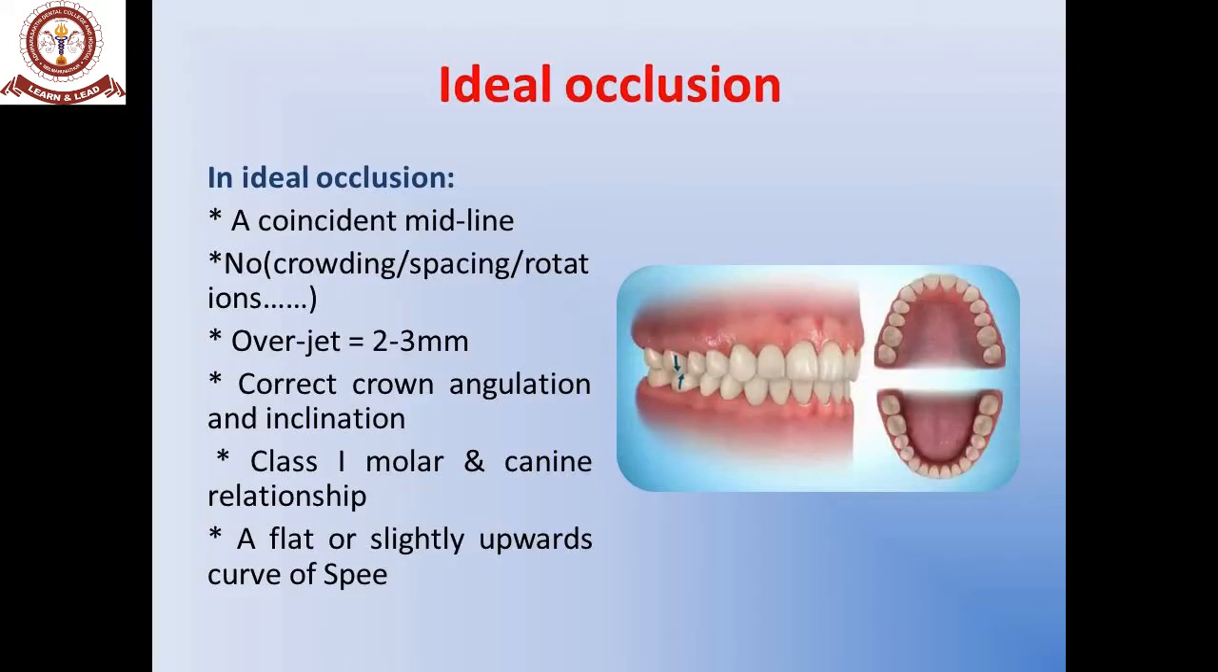Whenever we talk about occlusion, not everyone can have an ideal occlusion. It's very tough because these are the features of an ideal occlusion: a coinciding dental midline to the facial midline, no crowding, spacing, or rotations, overjet of 2 to 3 millimeters, correct crown angulation and inclination, class 1 molar and canine relationship, and a flat or slightly upward curve of Spee. So that is an ideal occlusion.